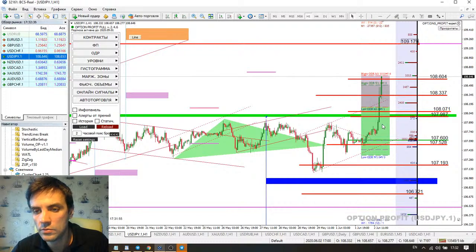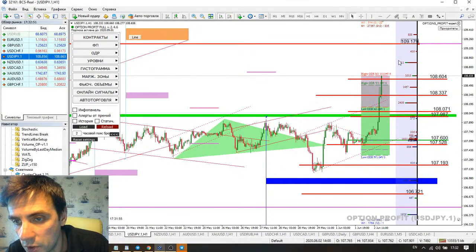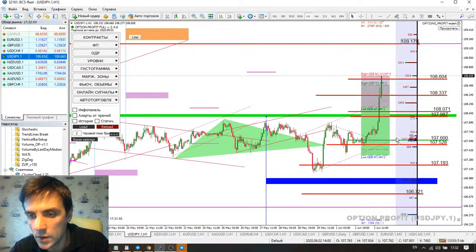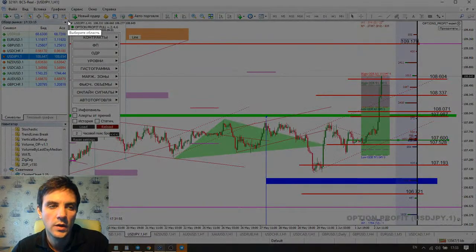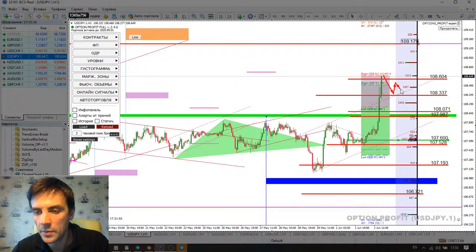Now we must wait for a correction, some correction, to find out the other signal for a buy position. Wait. We draw up this channel, and some movement like this is interesting for buy positions.